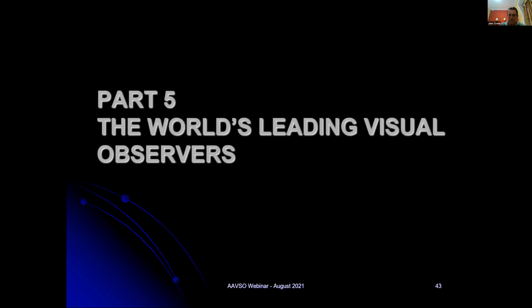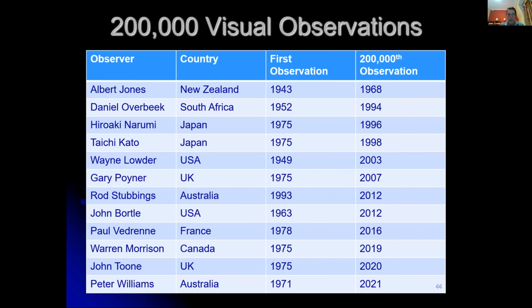So that's the how-to part of it, but what I wanted to do also is just introduce you to the most prolific, the most outstanding visual observers in the world, both in the past and current. And I've set the bar at 200,000 visual observations. Some of the great legends of the past, such as Tom Craig and Leslie Peltier, never got to this milestone.